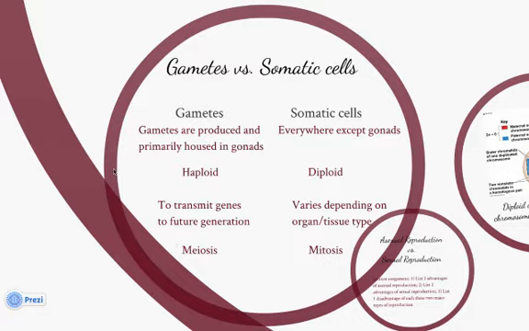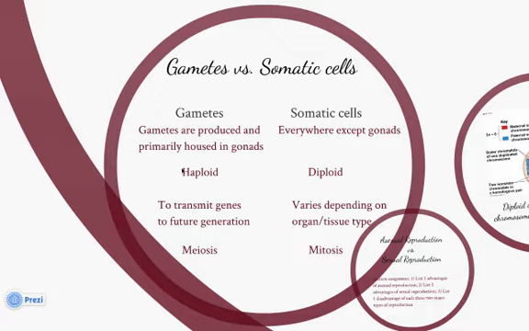Gametes, compared to somatic cells, are produced and primarily housed in the gonads, our reproductive organs. Somatic cells can basically be found everywhere. Most likely not the gonads, but we do have somatic cells, of course, in the gonads as well.